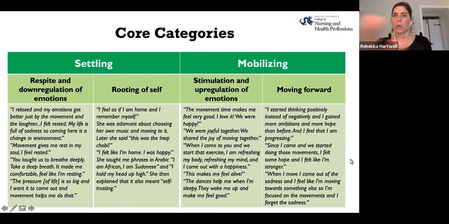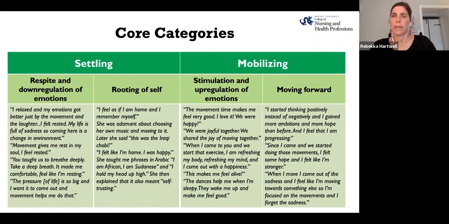And then mobilizing was also a core category that came up as the participants were speaking about their experience in these sessions. There we have two branches. One was stimulation and upregulation of emotions. I'm just going to read a couple of quotes here. The movement time makes me feel very good. I love it. We were happy. And we were joyful together. We shared the joy of moving together.